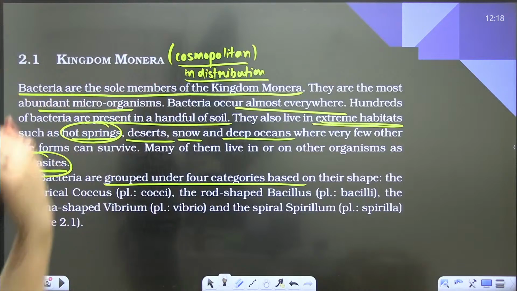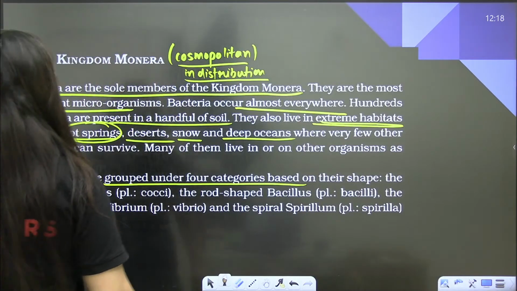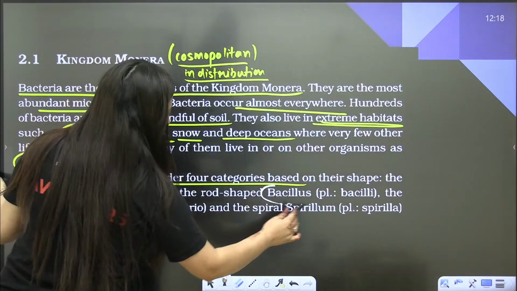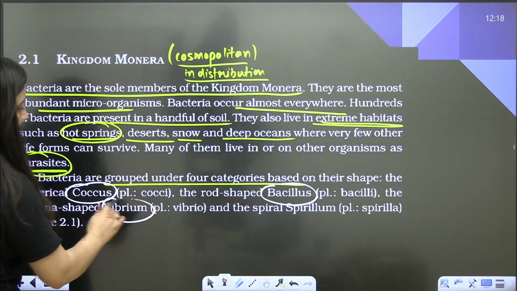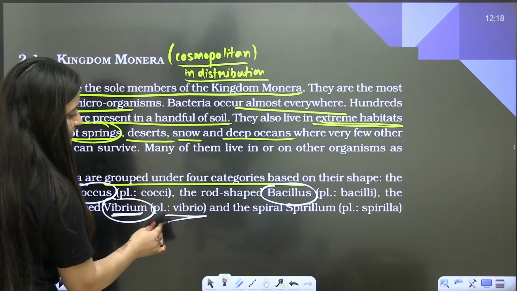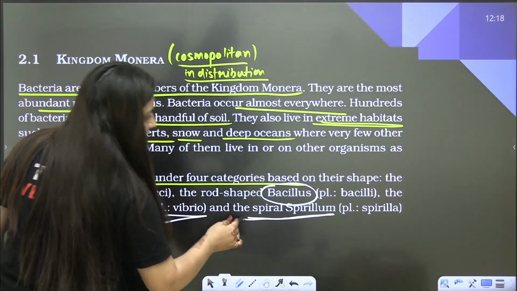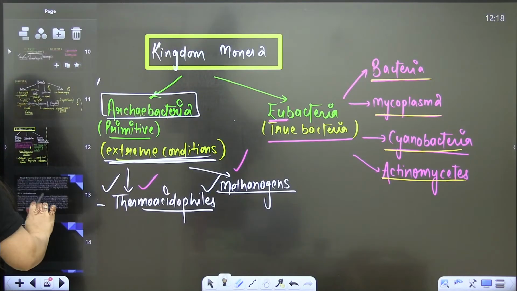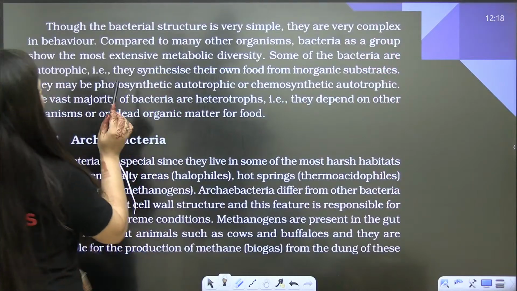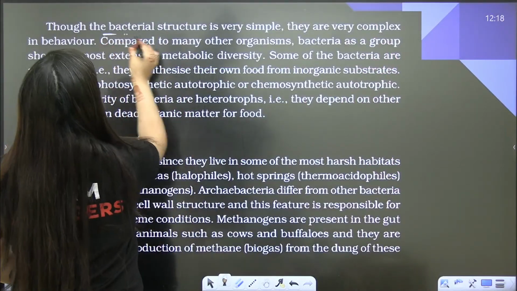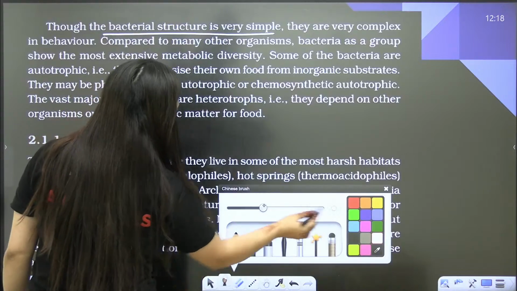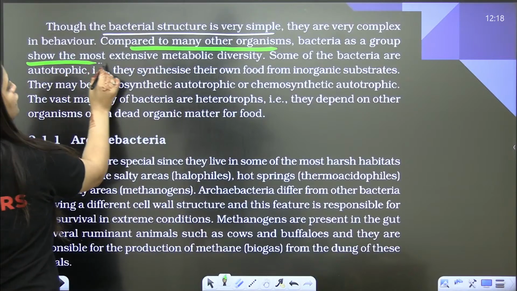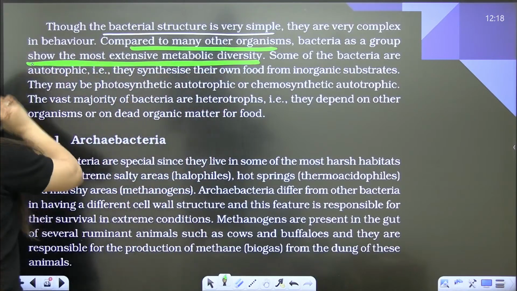Then let's go. Okay, so bacteria are grouped under 4 categories. We have already discussed coccus, bacillus, vibrio. Vibrio is singular, vibrios is plural. Spiral, spirillum is singular, spirilla is plural. Okay, so we are talking about the eubacteria. Bacteria structure is very simple, but they have very complex behavior. Compared to many other organisms, they are the group which show the most extensive metabolic diversity.